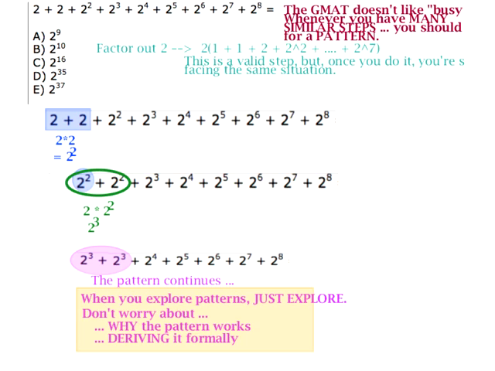So if you do this, eventually you're going to end up at 2 to the 8th plus 2 to the 8th. And that's going to be 2 to the 8th plus 2 to the 8th, and that's 2 to the 9th. So that's A.